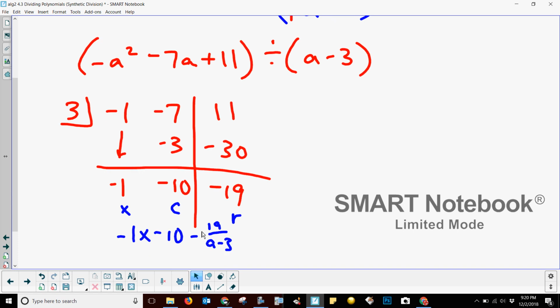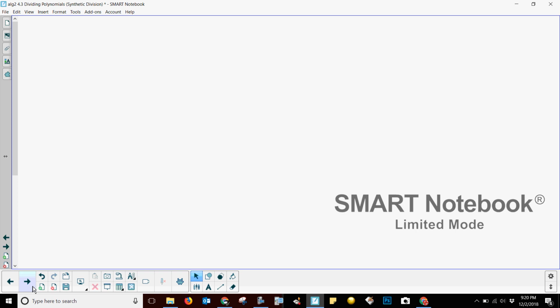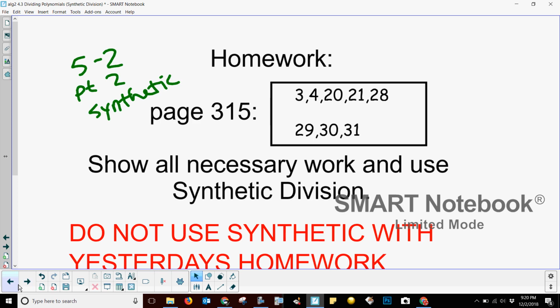Remainder is still -19, or -19 over the a minus 3 that we have. Again, make sure you change from minus to plus or from plus to minus. If you don't, all your stuff's wrong. It's that simple.